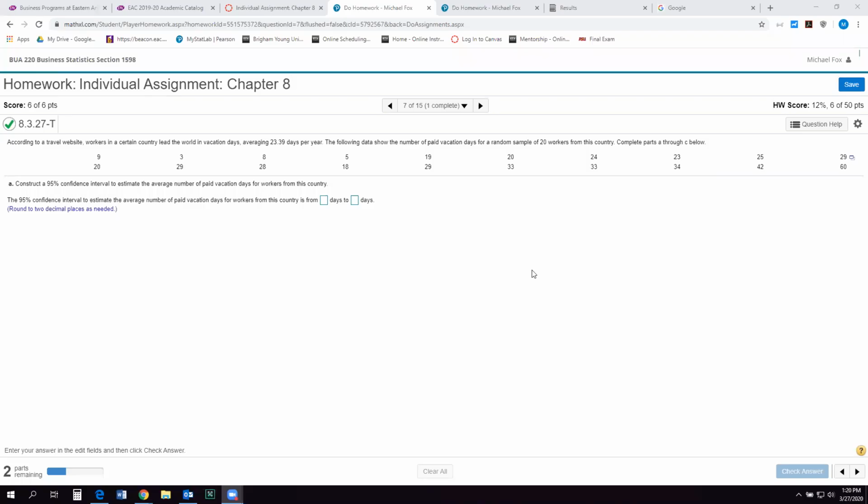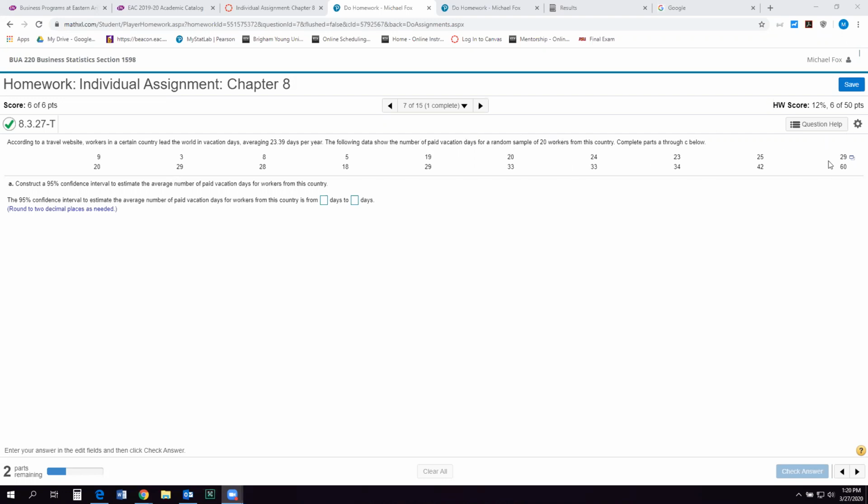All right, here is problem 8.3.27T, which is number 7 on the homework. According to a travel website, workers in a certain country lead the world on vacation days, averaging 23.39 days per year. The following data show the number of paid vacation days for a random sample of 20 workers. And then it wants us to complete the question.